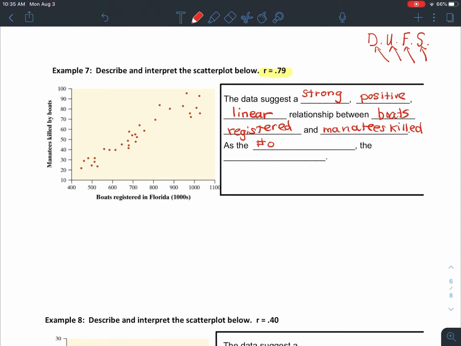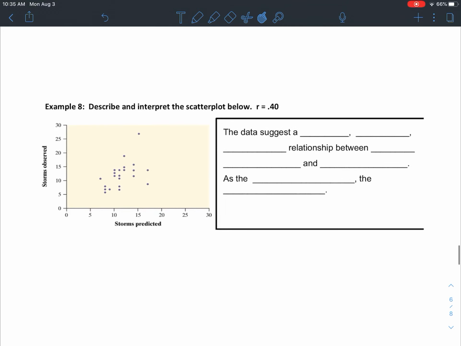What does that mean when it's got a positive relationship? As the number of boats increases, the number of manatee killed increases. That's what a positive correlation means. As one variable goes up, the other one also goes up. Let's look at another one of these here, only this one has an R value of 0.4.